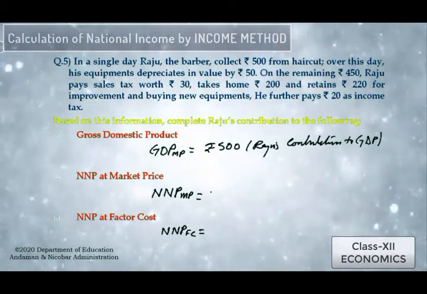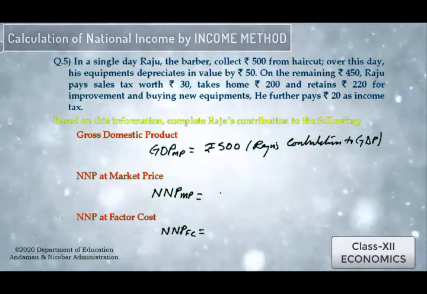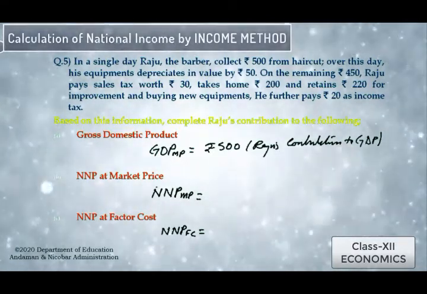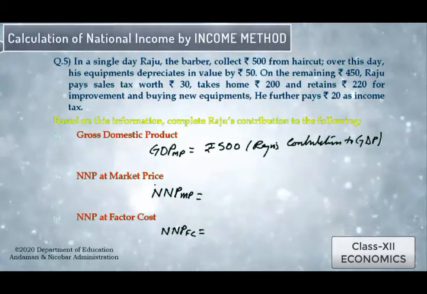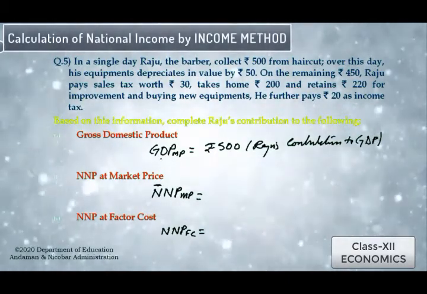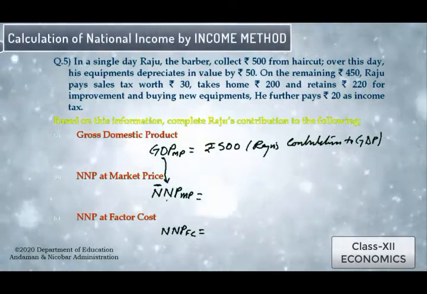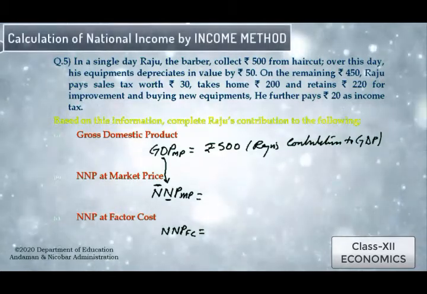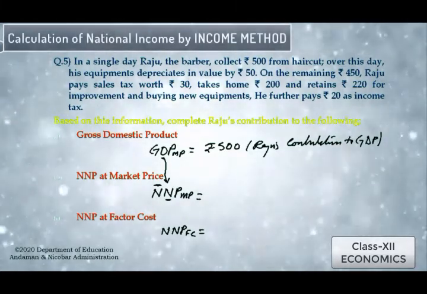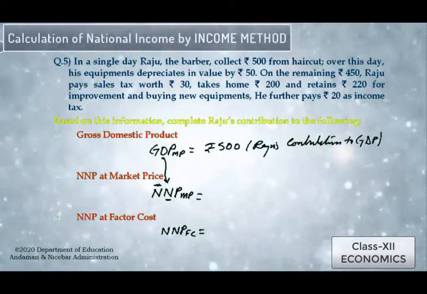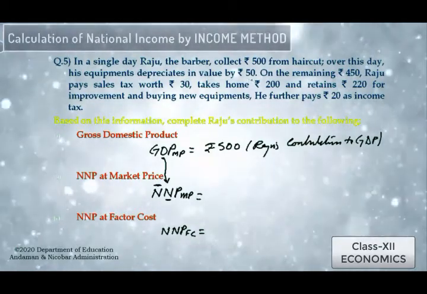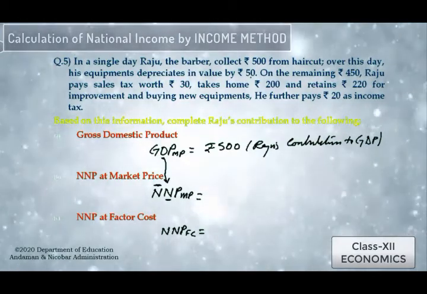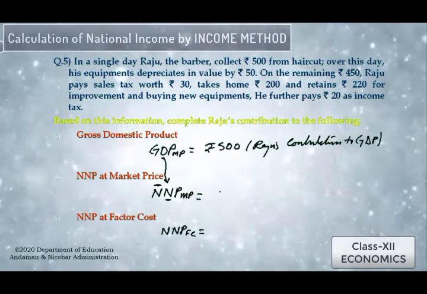Then we will move to the second one, where we need to find the value of NNP at market price. So here you can see the conversion, that is the gross value is being converted into the net value, and the domestic value is being converted into the national value. So here we don't have any value which is earned from abroad. So the only thing is that we need to subtract the value of depreciation. In the second line, his equipment depreciates in value by rupees 50. So the value of depreciation is 50.